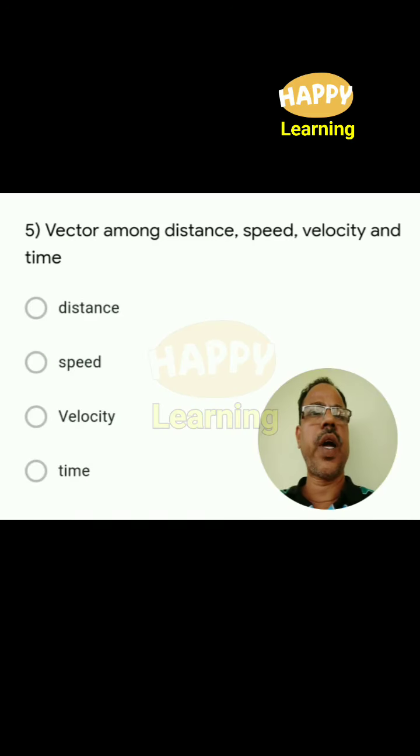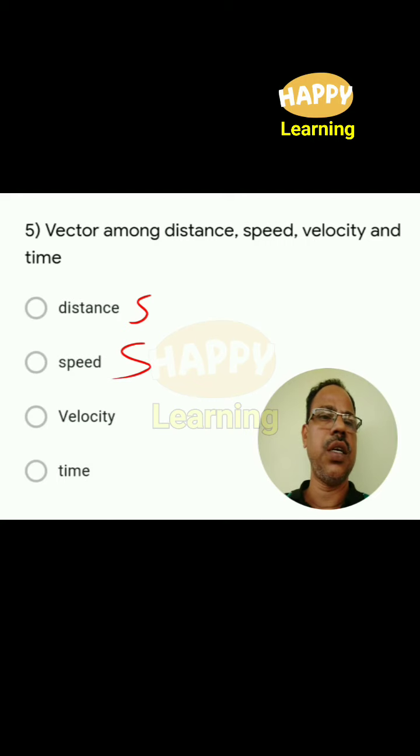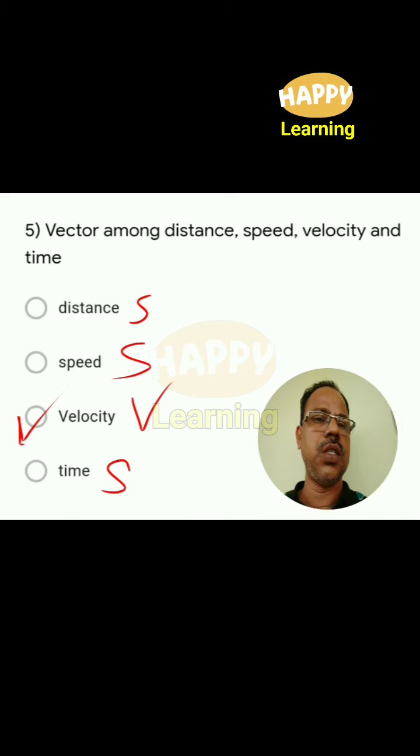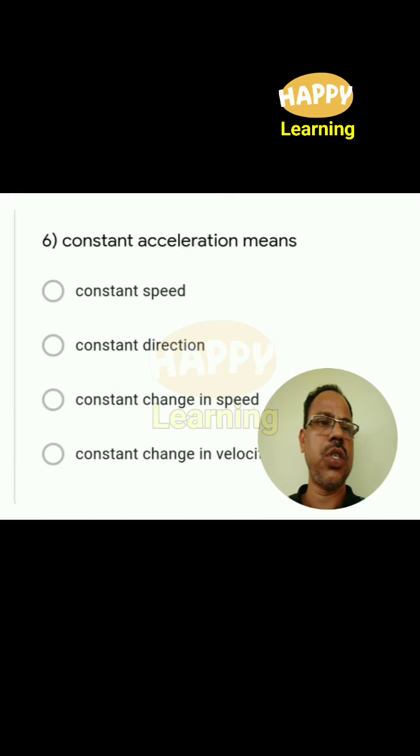The final result is a vector among distance, speed, velocity and time. Distance is a scalar, speed is a scalar, velocity is a vector, time is also a scalar. So we want a vector, so our answer is this third option, velocity. So next question.